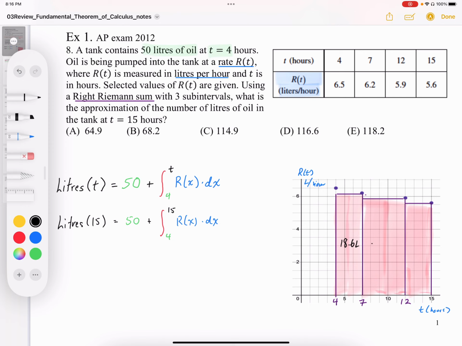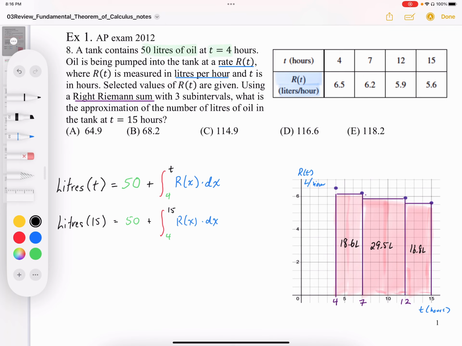So we end up with 29.5 liters. And in the last interval, we have 3 hours, 12 to 15, and a height of 5.6. So we end up with 16.8 liters. And summing that all up, we're going to get 64.9 liters.